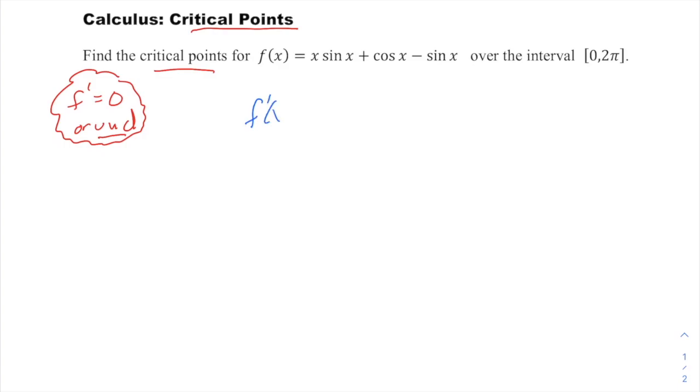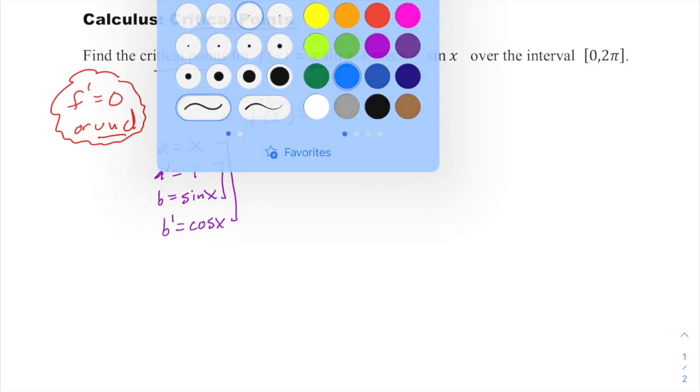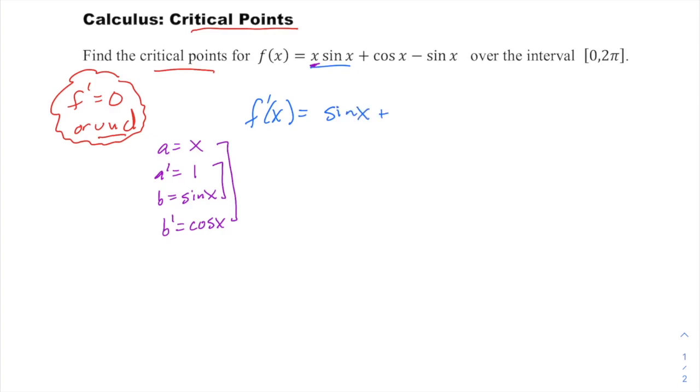F prime of x equals, and the first thing I come to in doing this derivative is x sine of x. So you've got to do a product rule there, because that's the product of two variable expressions, that coefficient being x. However you like to do it, mentally or with some kind of setup, a is x, a prime is 1, b is sine of x, b prime is the derivative of sine of x, which is cosine of x. Product of the inners plus the product of the outers, and we get sine of x plus x cosine of x, just from our product rule there.